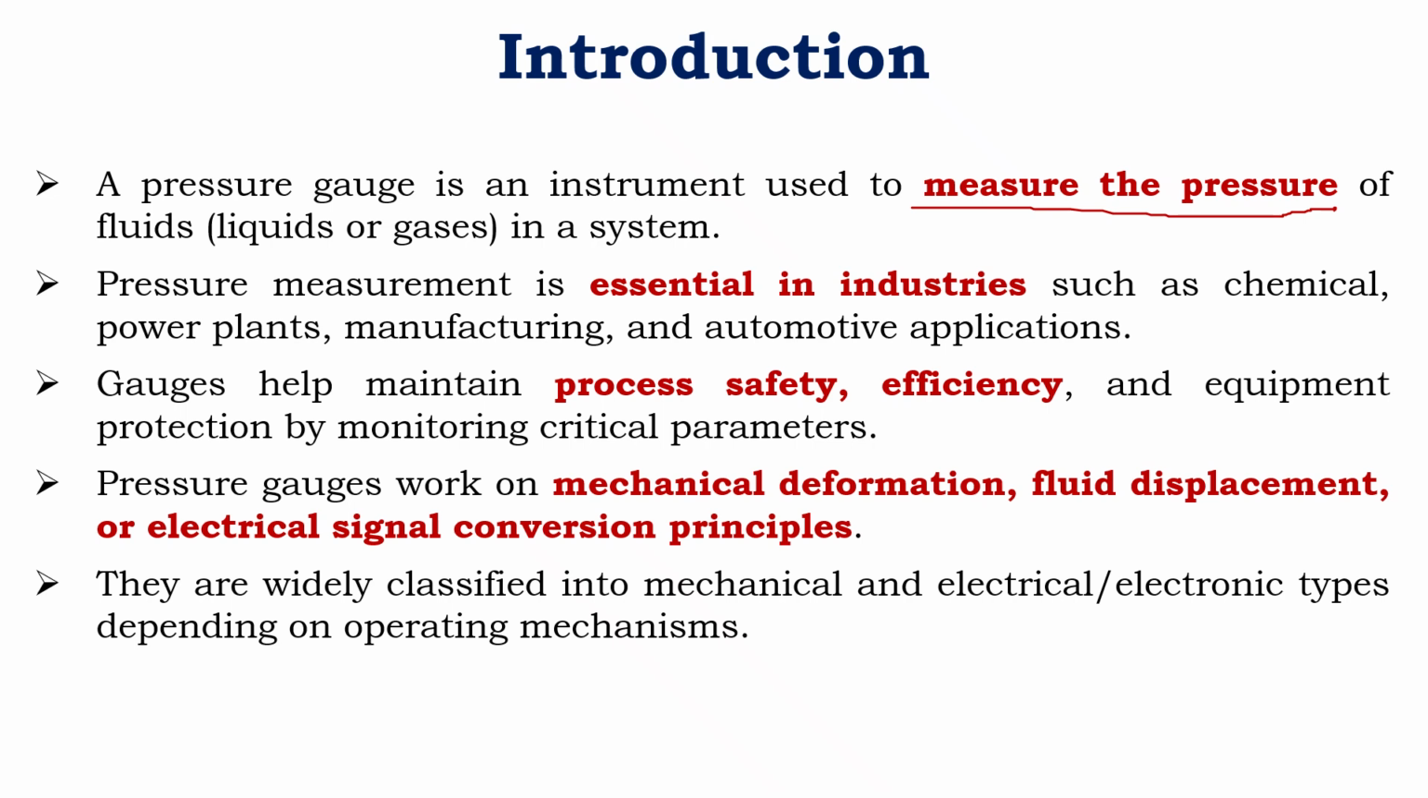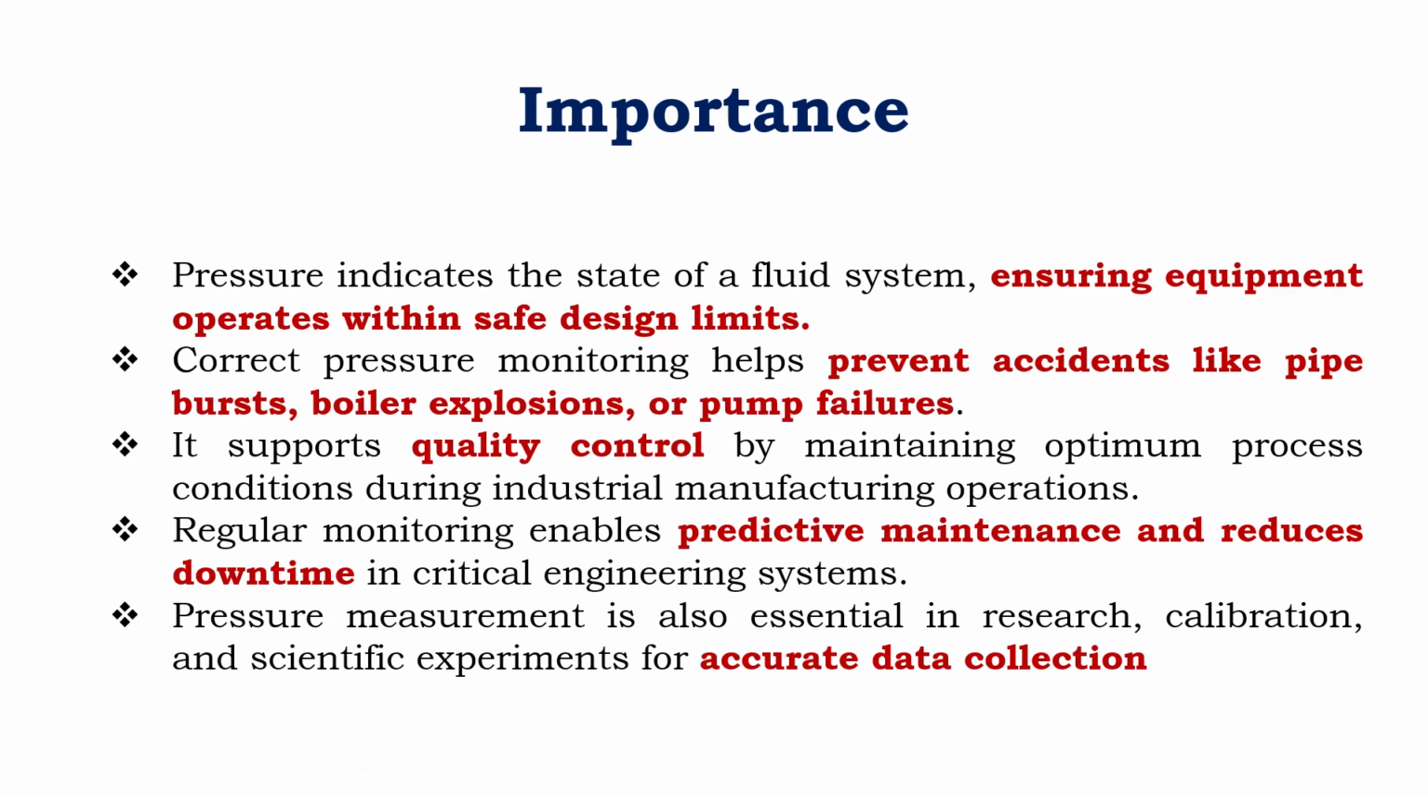Okay, so it improves process safety and efficiency, and gives equipment protection for any equipment. These are some important reasons why we use a pressure gauge. Pressure gauges are usually classified into two types: one is the mechanical pressure gauge, and the other is the electrical or electronic type pressure gauge. Why the pressure gauge is important, we have already discussed.